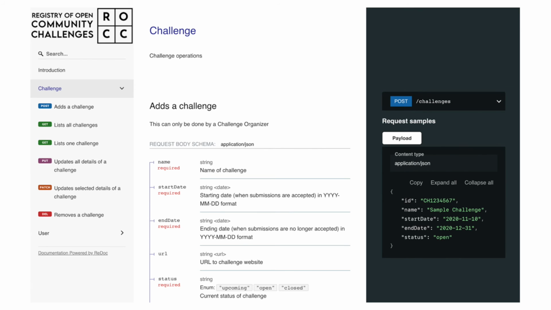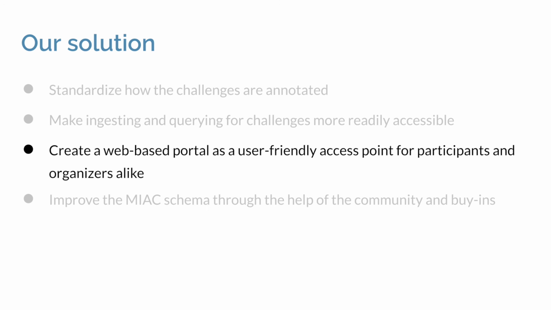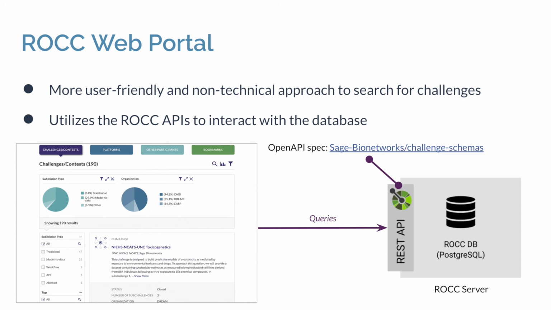One of the great things about OpenAPI is that there is a generator that will auto-generate a docs-like page for the APIs, which I am showing here for the ROCC. We understand that using APIs can be a little technical, so we are also focusing on easing the level of challenge discoverability by creating a web-based portal. The portal itself will utilize the APIs to interact with the database, and will send and receive responses on behalf of the user.